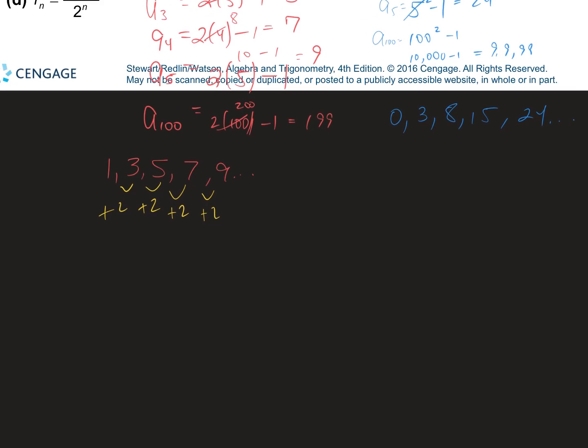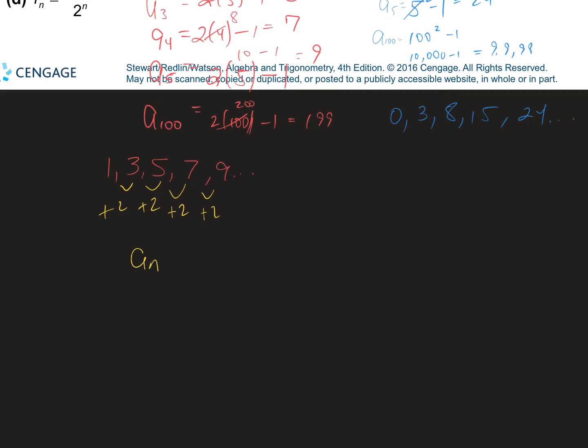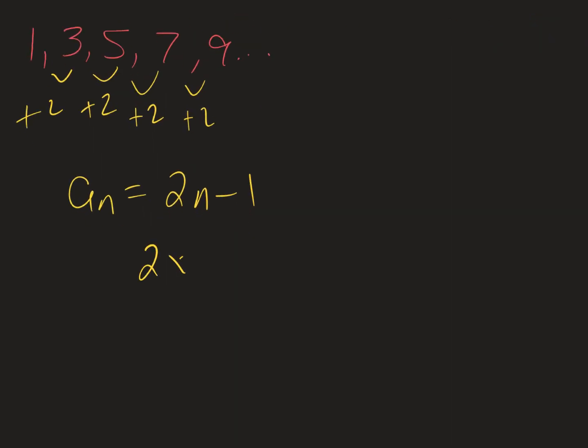This rule is a sub n equals 2n minus 1. This is called a linear function. I could rewrite this as y equals 2x minus 1. What's your slope? 2. When you have a linear function or an arithmetic sequence, it's the slope. You're going to add or subtract the same thing every time.